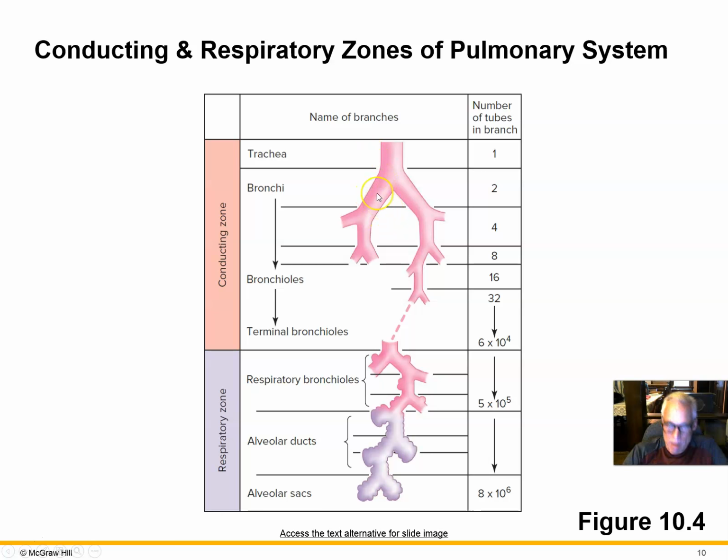Here's just a little diagram illustrating the branching of the bronchi. The trachea branches first into the primary right and left bronchi. Typically we show illustrations from an anterior point of view. And then we just keep on branching about 23 times, passing through the conducting zone with 23 or so branches of the bronchi until we get to what are called respiratory bronchioles.